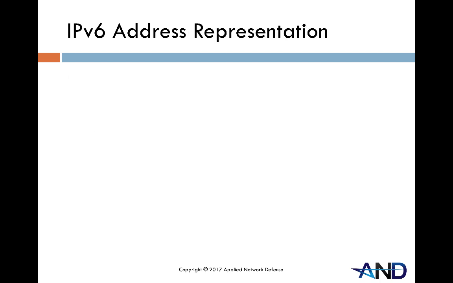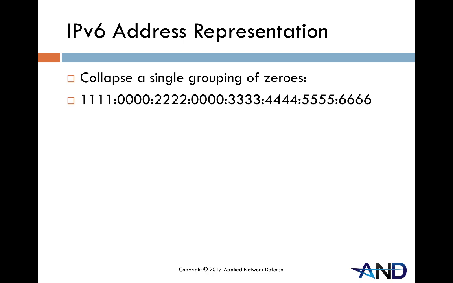Because IPv6 addresses are a little bit complex and can have a lot of additional padding, there are a few different ways to represent those addresses to make them a little bit easier to digest and process. For instance, one option is collapsing a single grouping of zeros. So let's say we have an address like this, where we have big groupings that are all zeros. The first grouping is 1111. The second grouping is 0000.